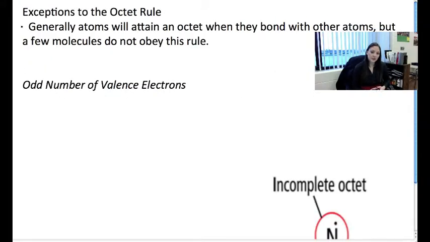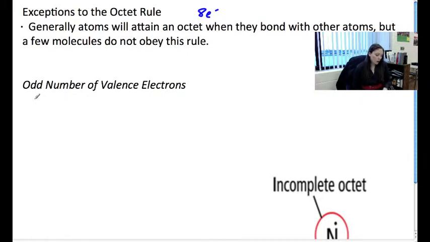Now let's look at some exceptions to our octet rule. And remember, the octet rule is that we need to have 8 electrons around everything except for hydrogen or helium, which are happy only with 2. But there are some that don't obey this rule other than hydrogen and helium. First one's a very odd one, okay, in the sense that it is an odd number of valence electrons. Plus, it's just not very common, all right?